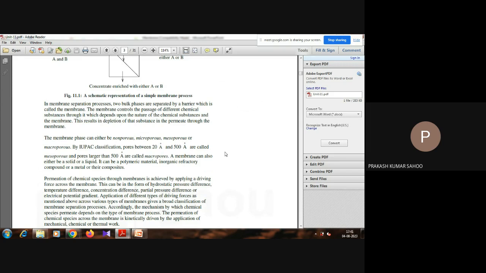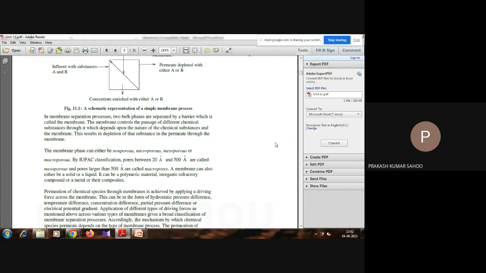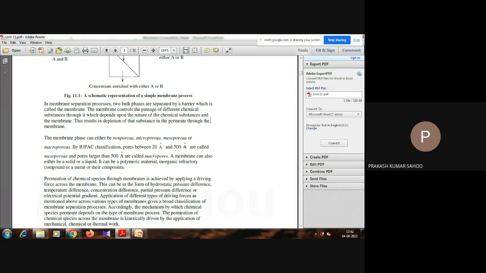In membrane separation, two bulk processes are separated by a barrier which is called the membrane. The membrane controls the passage of different chemical substances through it, which depends upon the nature of the chemical substance and the membrane. This results in depletion of that substance in the permeate through the membrane. So various factors govern the process of membrane separation, like permeation through the membrane, which type of membrane you are using, and what type of solution is under separation. These things are very much important.